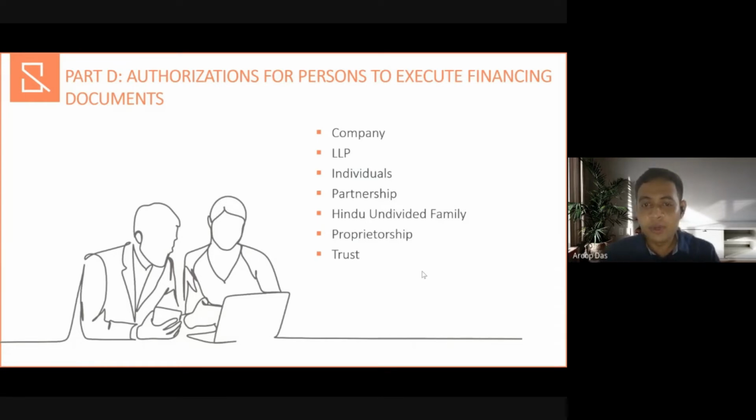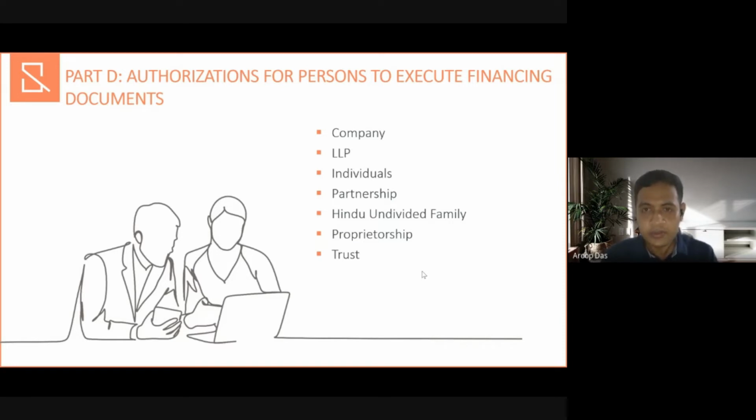Again, when I speak about any kind of corporate entities, including LLP, company, partnership, or even trust, you will always have to look at the constitutional document, because if the constitutional document says that you cannot take loans, then the entity itself cannot take loans. So that's on the partnership, and that's on LLP. Individuals are just people like you and I.